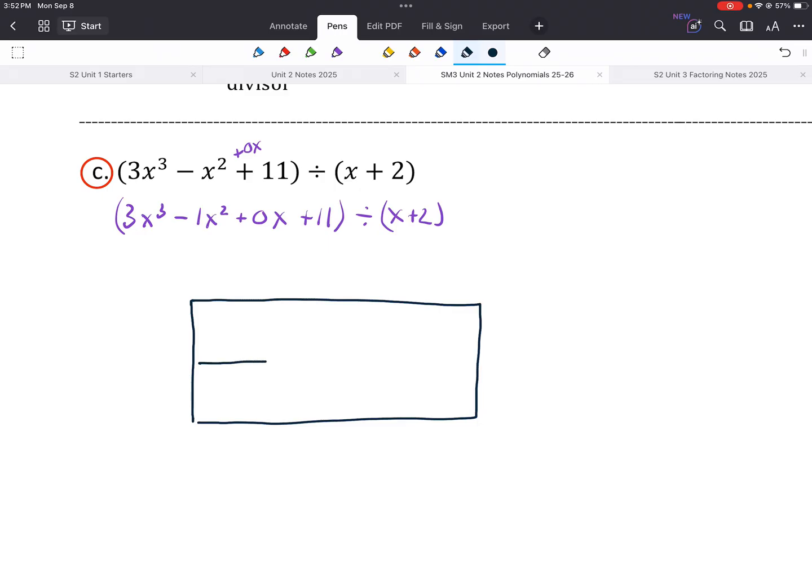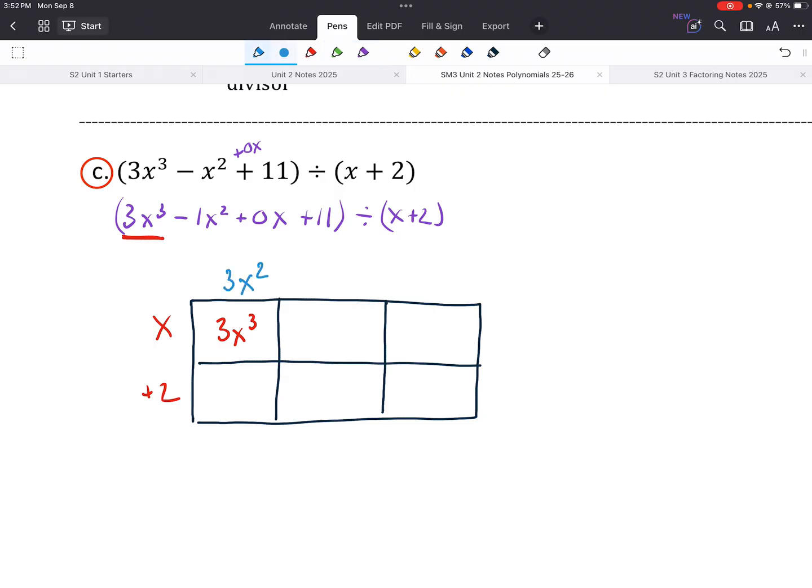A little hint is whatever the degree is. If the degree is 3, you're going to do a 2 by 3. If it's a degree of 4, we'll do a 2 by 4. If it's a degree of 2, we'll do a 2 by 2. So here we'll put again our divisor on the side, so x plus 2, and then our leading term will go in the first box, so 3x cubed. As long as you get that 0x, it'll pretty much just take care of everything else that you need. So let's start at the top.